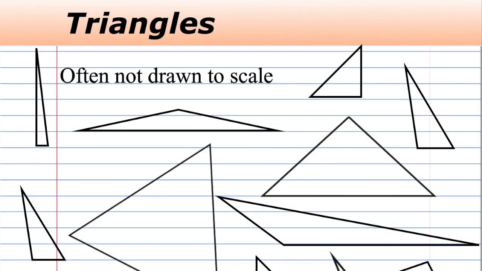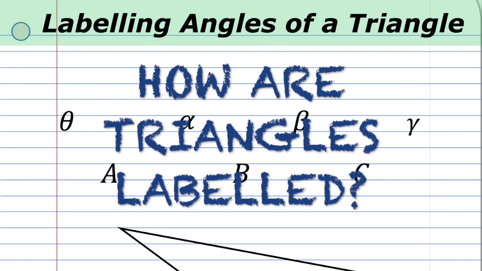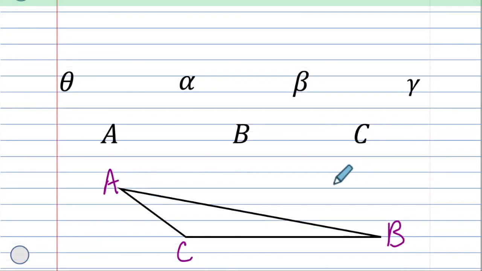Triangles are often not drawn to scale, so when you're given a problem and the angle doesn't seem quite right based on the diagram or the length of the side isn't quite right, don't worry about it. Just make sure that you follow the measurements given. We always label triangles using capital letters. This triangle would be called triangle ABC or BCA or CAB.